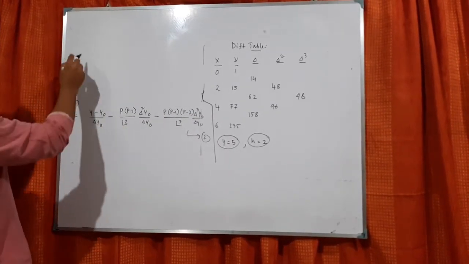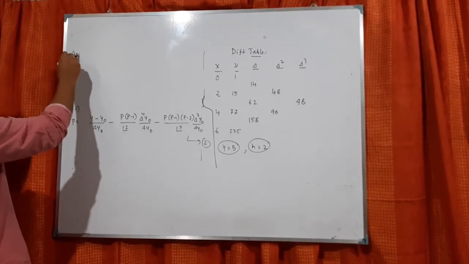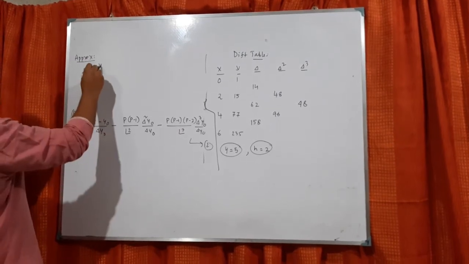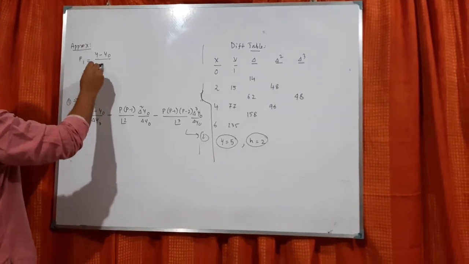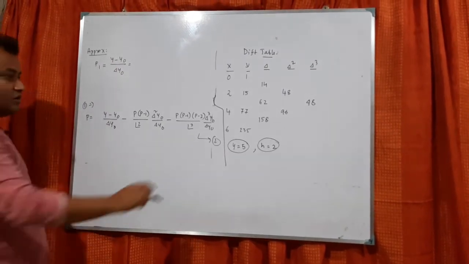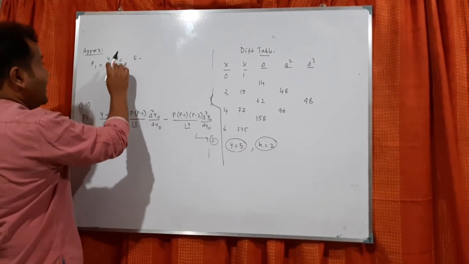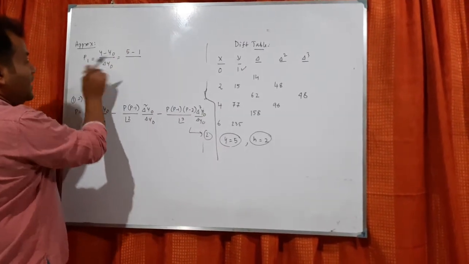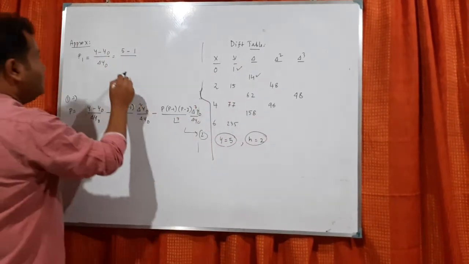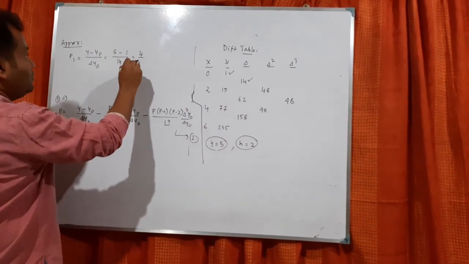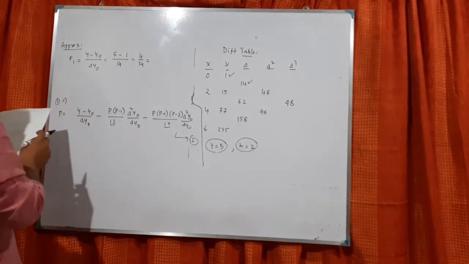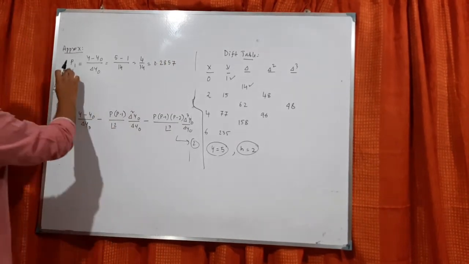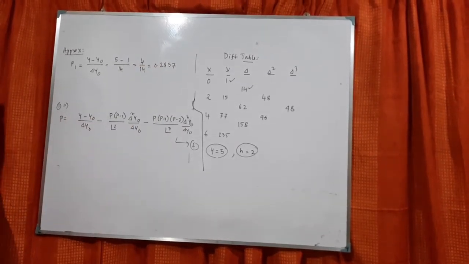Now what is our first approximation? Now we start the approximation. So what is P1? P1 will be y minus y naught by delta y naught. So what is y minus y naught? The y value is 5 minus y naught, which is the first value, 1, and delta y naught is 14. So this is 4 by 14. If you use your calculator, you get 0.2857. So P1 we are getting is 0.2857.